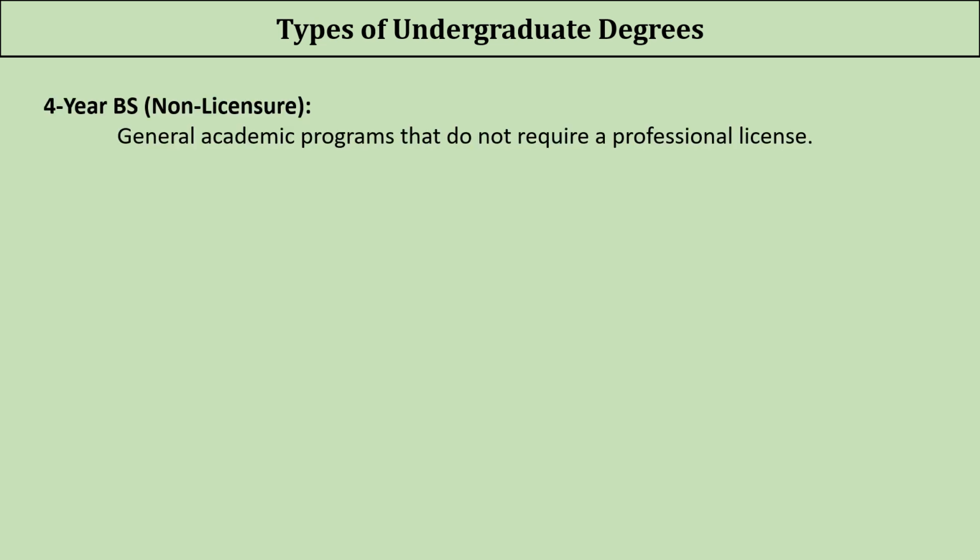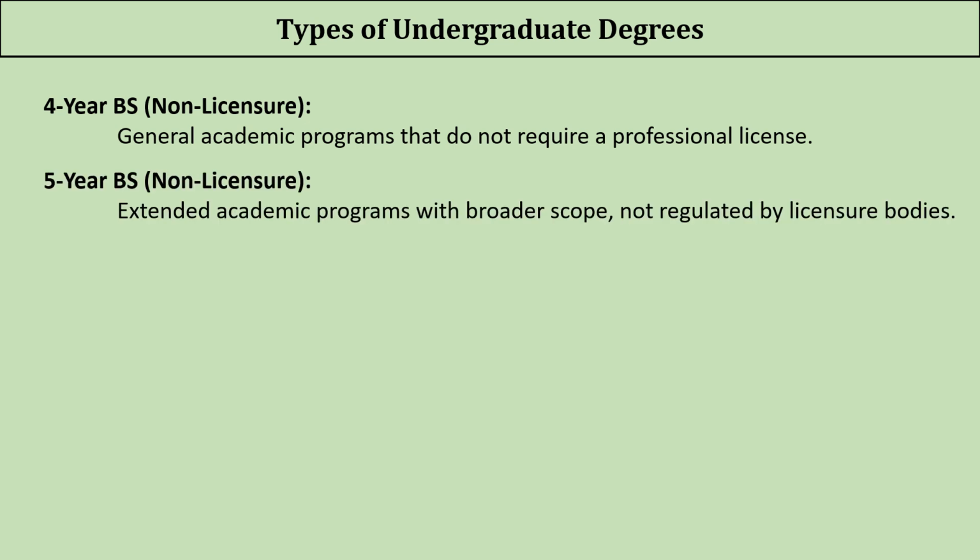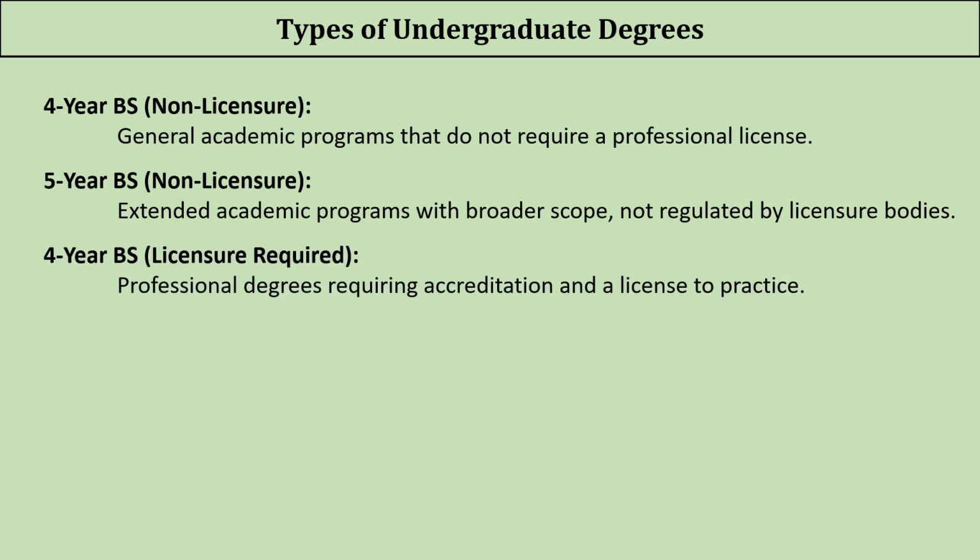4-year non-licensed: these are standard bachelor's degrees in general disciplines such as computer science, sociology, or economics. Graduates can enter the workforce or pursue higher education without needing any professional license. 5 years: some academic disciplines require a longer study period, like architecture, but do not involve a licensing authority. These degrees offer additional depth or practical components. 4-year degree, licensure required: these programs, like engineering, pharmacy, or nursing, are accredited by specific councils like PEC or PCP and require graduates to pass license exams to practice professionally.